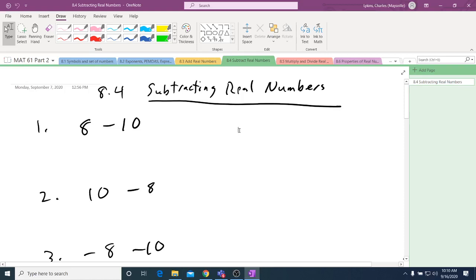Okay, welcome to 8.4, which will be talking about subtracting real numbers. In our previous section, 8.3, we were adding real numbers, but now we're going to subtract real numbers.